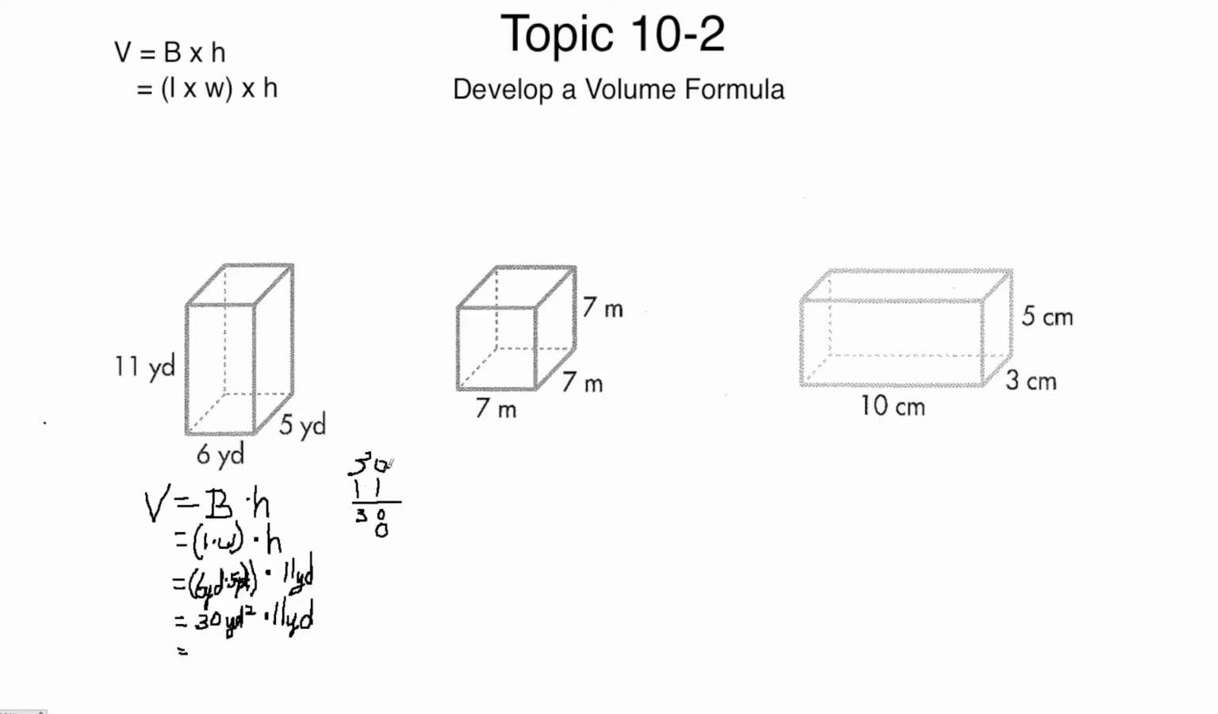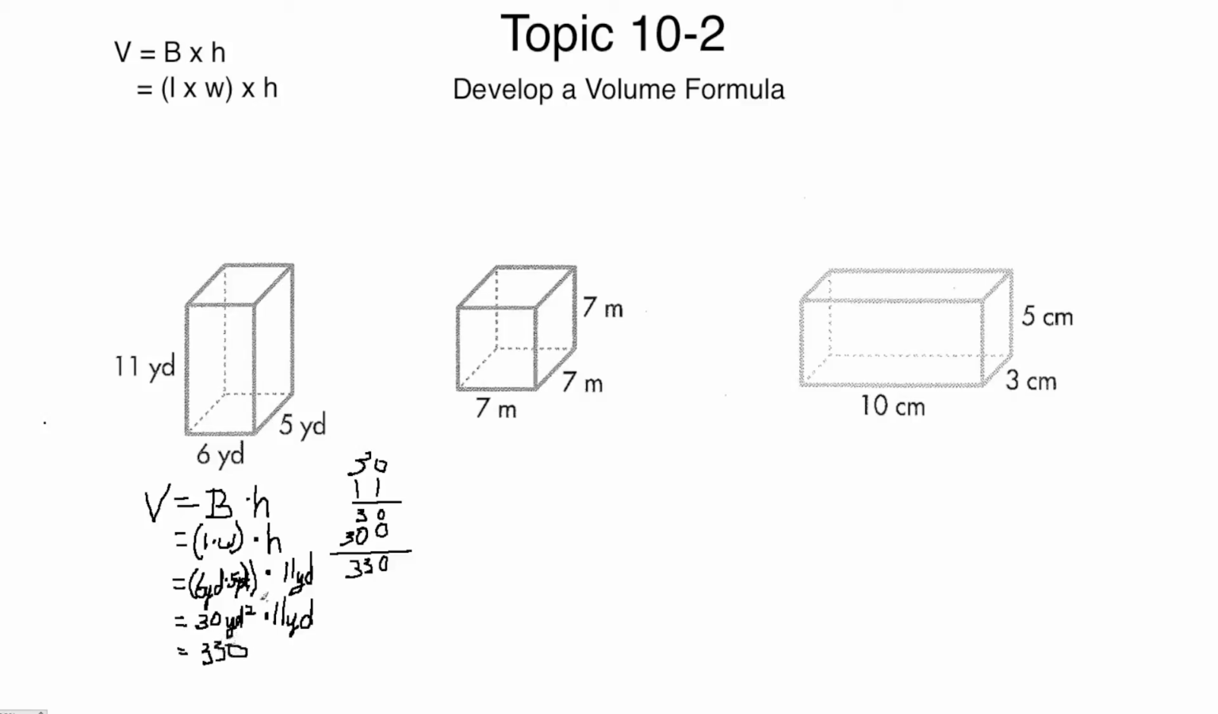You put the 10 down. 1 times 0 is 0. 1 times 3 is 3. So it's 330. So we put in 330.